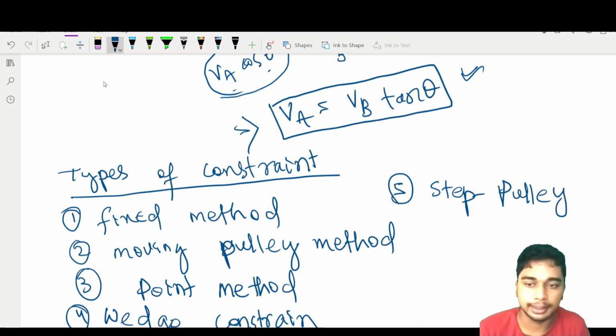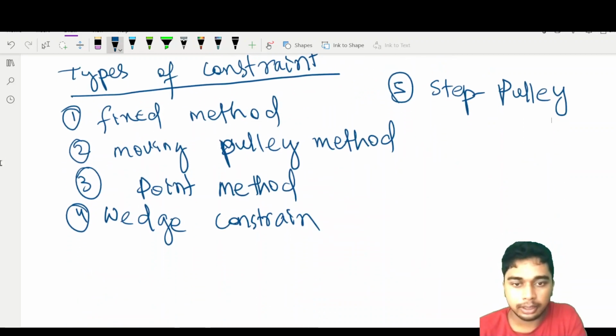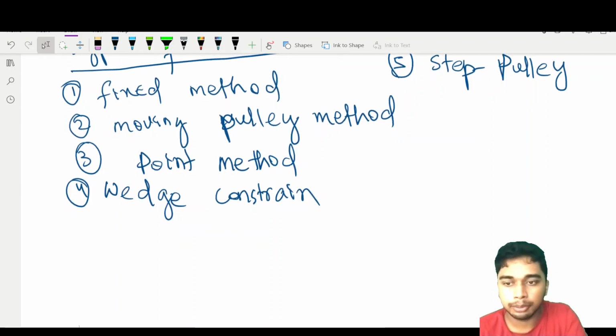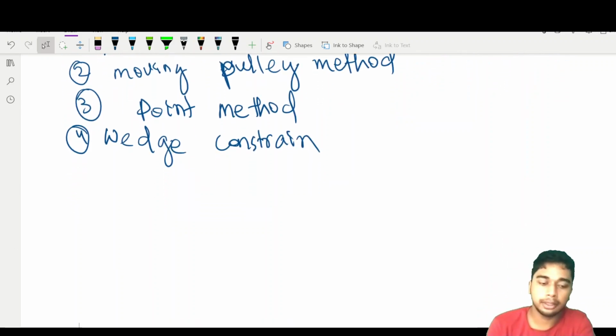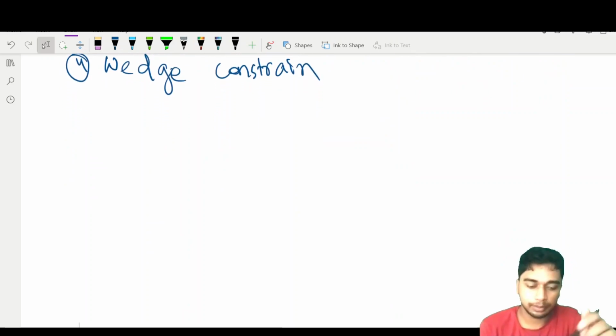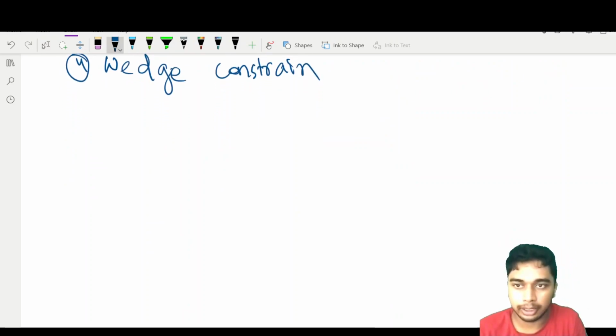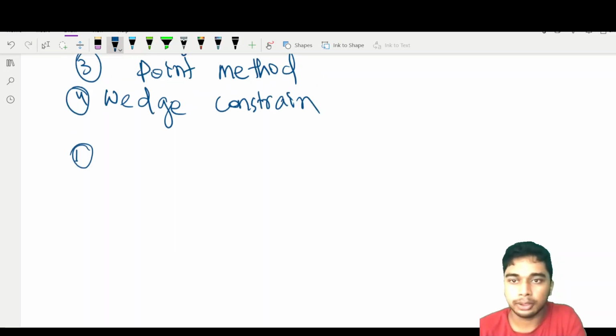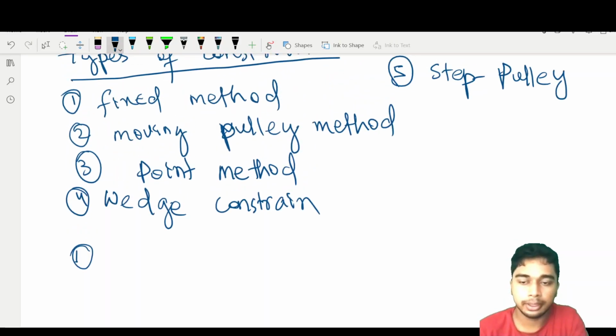We will discuss these type of constraints one by one. Let's just talk about the fixed pulley method. In case of the fixed pulley method, we can consider that the pulley should be fixed.